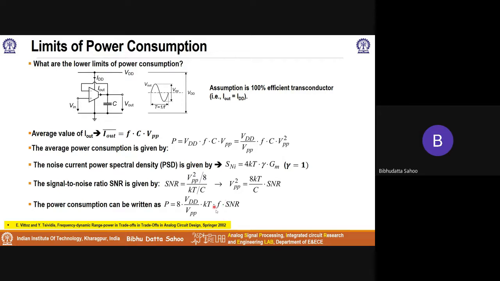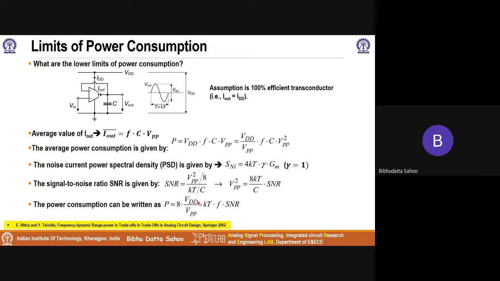Typically, the 3 dB bandwidth, either it's a low pass filter or any sampling circuit, any op amp in feedback with certain bandwidth, is proportional to the SNR. The higher the SNR I want, the more power we have to burn. So this is a very clear indication that if we want more and more signal to noise ratio, we have to burn more and more power.